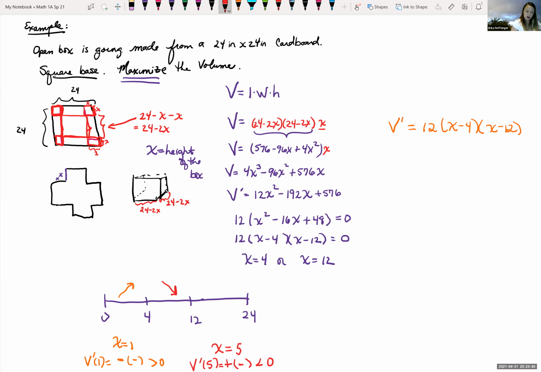So at x equals 4, a max is occurring. But now look at this, x equals 12 is probably going to be a min, right? If I plug in a number between 12 and 24, x equals 13, 13 minus 4 is positive, 13 minus 12 is positive. So the derivative at 13 is greater than 0. So it looks like when x equals 4, that is going to maximize the volume.